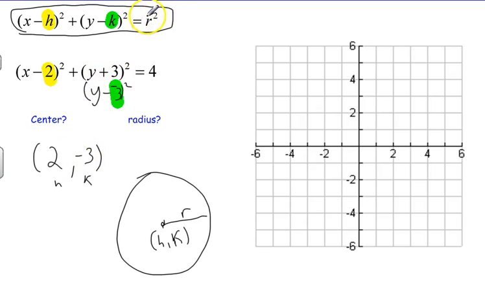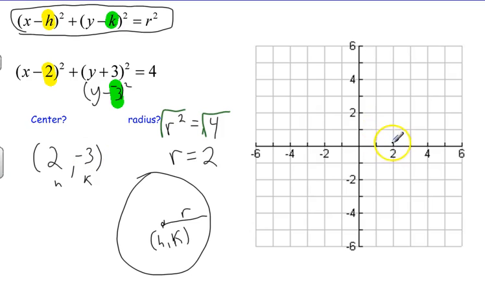And then according to the formula, this is r squared. So you might write something like r squared equals 4. You're going to take the square root of both sides. Don't forget plus or minus. Actually, you don't need plus or minus because radius is a distance. So the radius would be 2. And so we found the radius is 2 and the center is 2, negative 3.